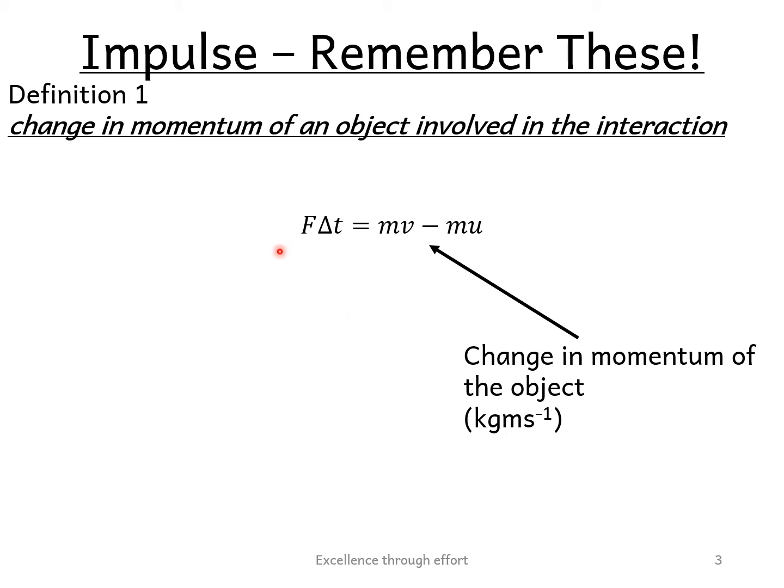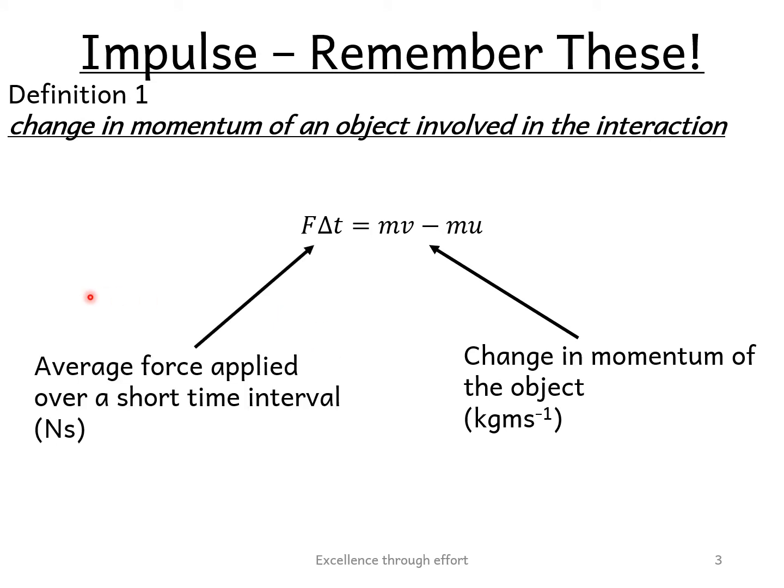The second part is also the change in momentum, but here it's given by the average force applied over a short time interval. And I'll explain what this means a bit later on. And here the units are Newton seconds, because literally we're multiplying the force by the time. Force is always in newtons, time is in seconds, so that's why it's Newton seconds.